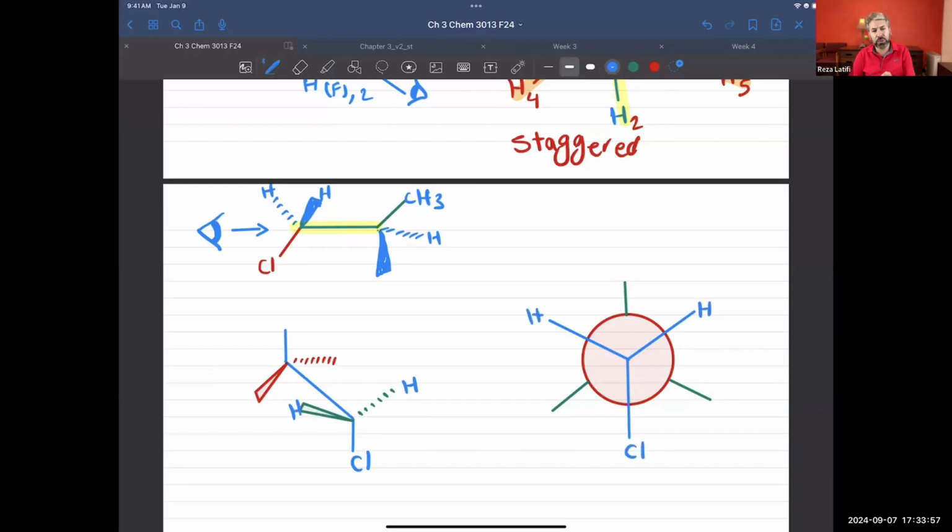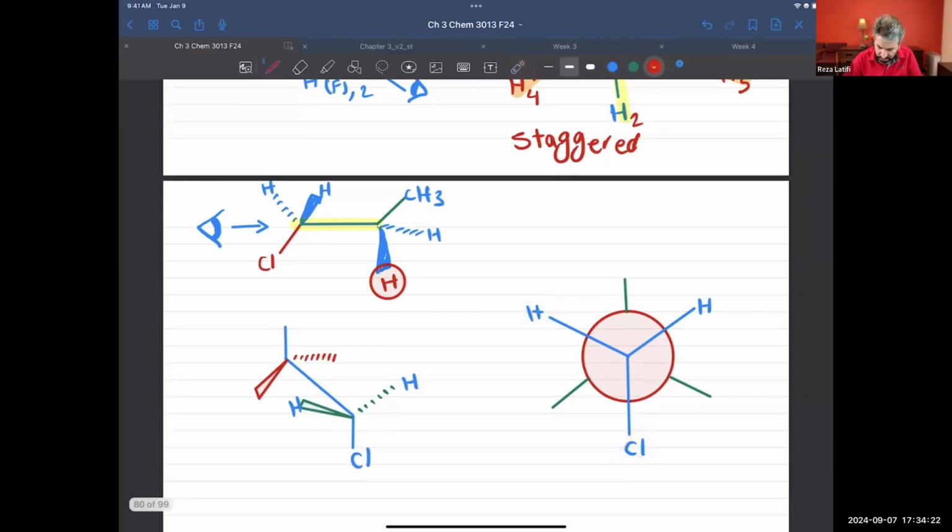And if I keep looking, I will see that in this direction I have one hydrogen atom, and that hydrogen atom, the one I'm going to highlight, will show up between the chlorine and this hydrogen. So I got the hydrogen here, the hydrogen I'm going to circle.